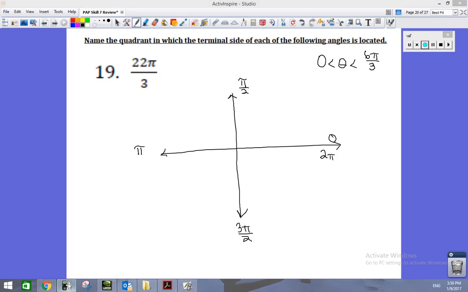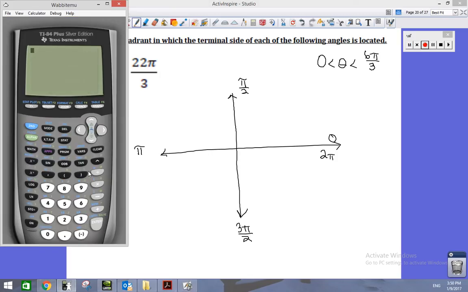Well, I can do that real quick on a calculator so I don't make a silly mistake. I've got 22 minus 6, and that's not less than 6, and then minus 6, and I'm at 10, and then minus 6, and I'm at 4. So I claim that 22 pi over 3 and 4 pi over 3 are coterminal. And if they're coterminal, then their picture in standard position is the same. The initial side and the terminal side, I should say, are the same.